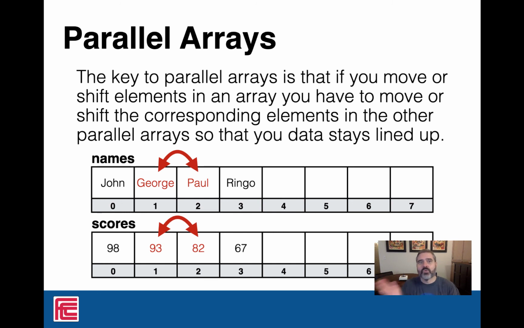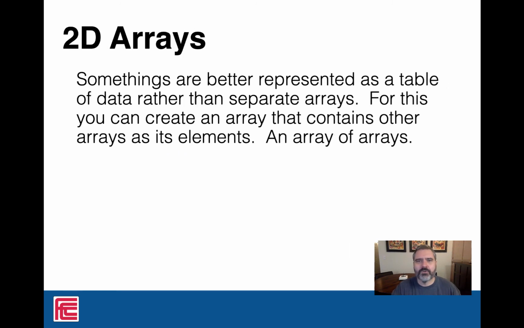I want to move George up into position to, let's say, put these in order. When I switch George and Paul, I need to switch their scores as well. Otherwise, I have completely corrupted my data. Make sense? Parallel arrays, really simple, but kind of tedious sometimes just to remember what you have to do.